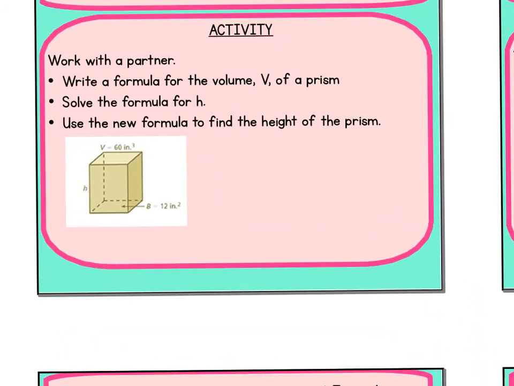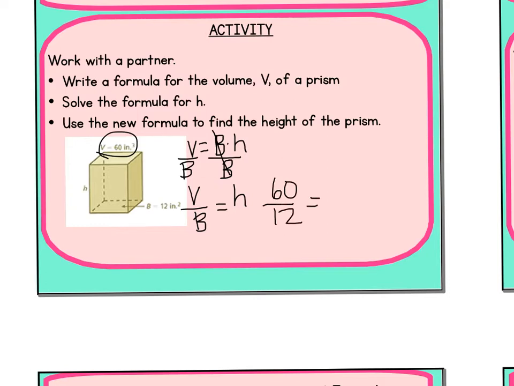For this one, we had to use volume of a prism. So we had V equals the area of the base times the height. So we want to solve this for h. What I'm going to do is I'm going to divide both sides by b to get that h by itself. So we have V divided by the area of the base to get height, and we plug in what we know. So since V is 60, we divide by the base, which is 12, to get our height. And so in this case, our height is 5 inches.